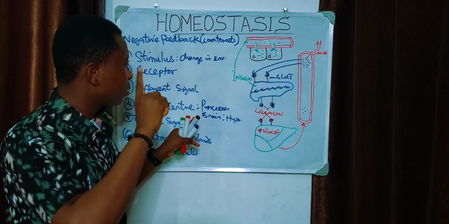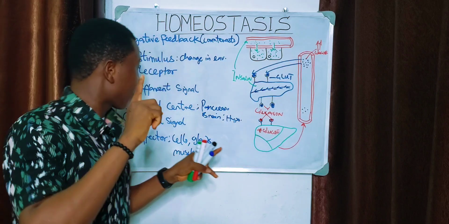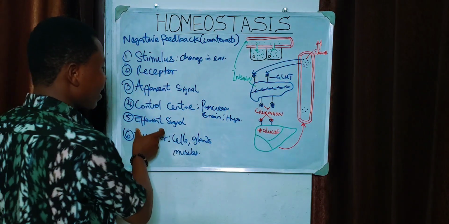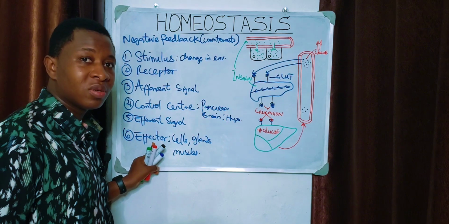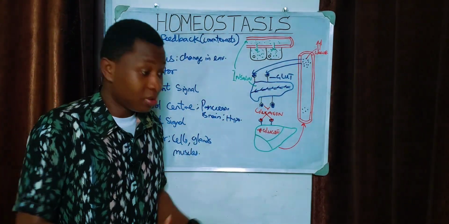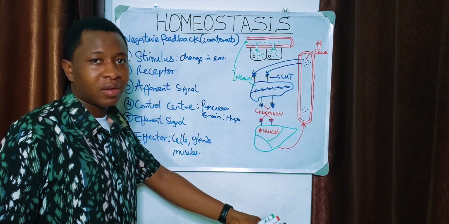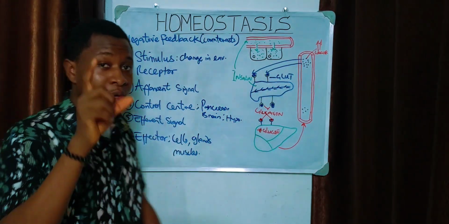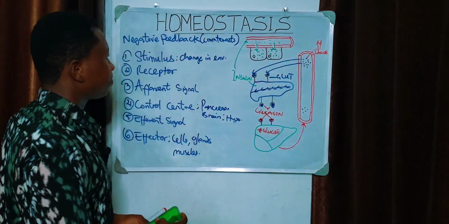So the brain now releases the efferent signal to the effectors, which in this case could be sweat glands, and you start sweating. And when you start sweating, that is a negative feedback. Okay, that's a negative feedback. All right, so let's quickly talk about positive feedback. So what happens in positive feedback?